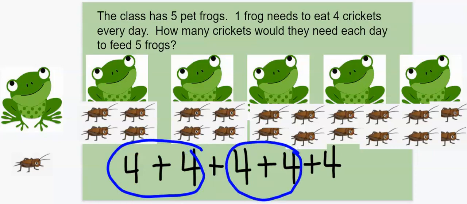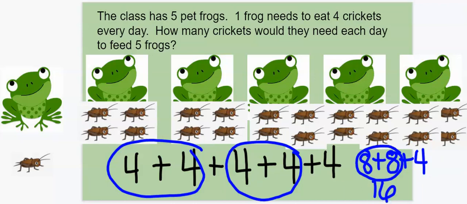Why do you think I grouped those together? Because I know that 4 plus 4 is 8. And I also know that 8 plus 8, because I know my doubles, is 16. And what is 16 plus 4? If I start at 16, I can count up. 16, 17, 18, 19, 20. So I know that I have 20 crickets.